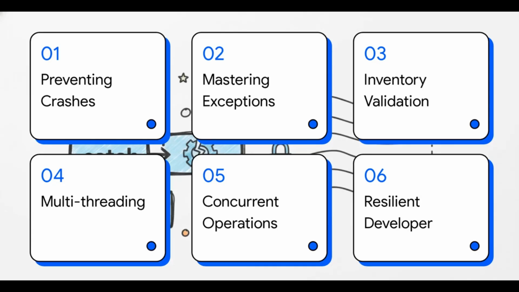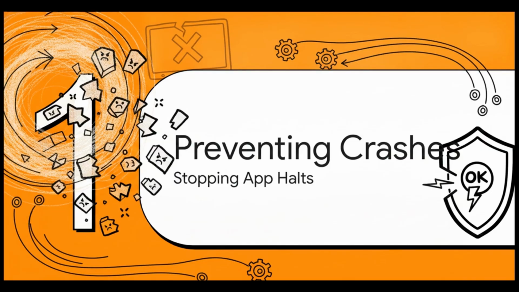Okay, let's dive right into this roadmap. 1. Preventing application crashes. 2. Mastering exception handling. 3. Real-world inventory validation. 4. Multitasking with multithreading. 5. Real-world concurrent operations. And 6. The resilient developer.